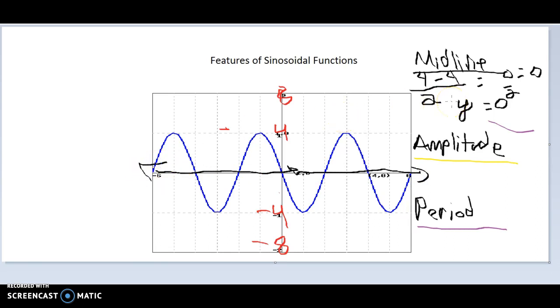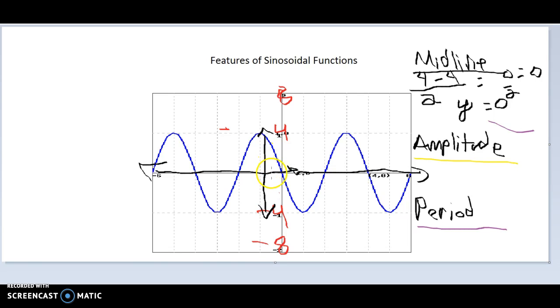Next we're going to move on to the amplitude. The amplitude is how far above and how far below the function reaches from this line. So basically, how far does this midline have to go up in order to reach the highest point, and how far does it have to go down in order to reach the lowest point of the function.